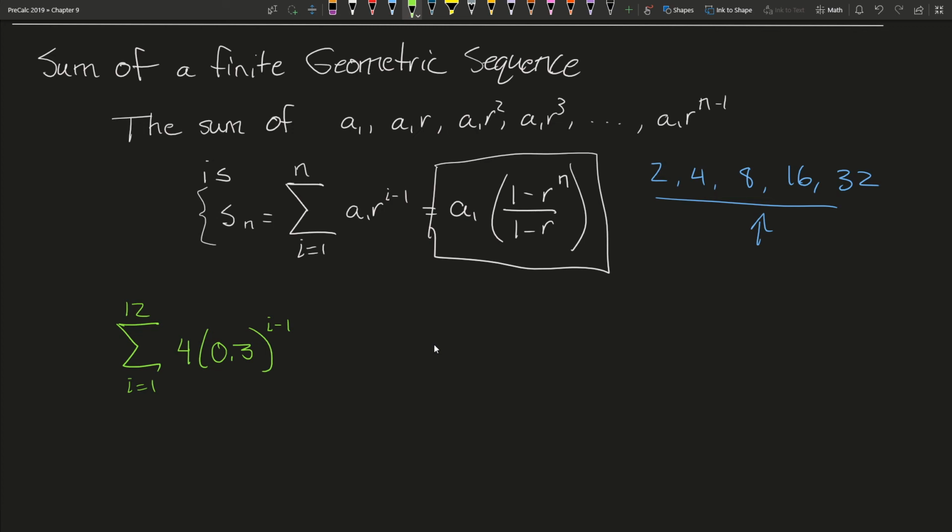And again, a lot of this is just tracking down numbers and then plugging numbers in, and maybe a little bit of interpretation. All right. So the first thing we have to do is find the first term. We have to find A1. In order to do that, you just plug in 1, your lower index, into your equation. And this will end up being just 4. Our common ratio in this case is 0.3.